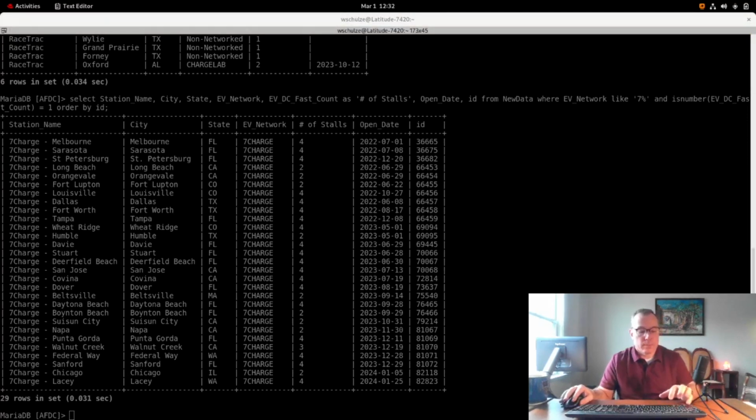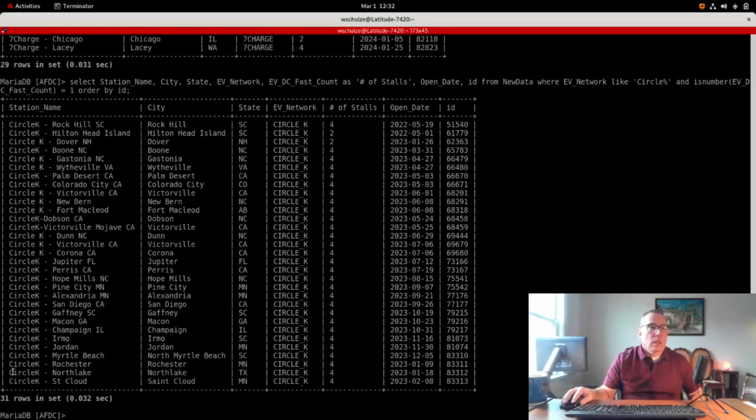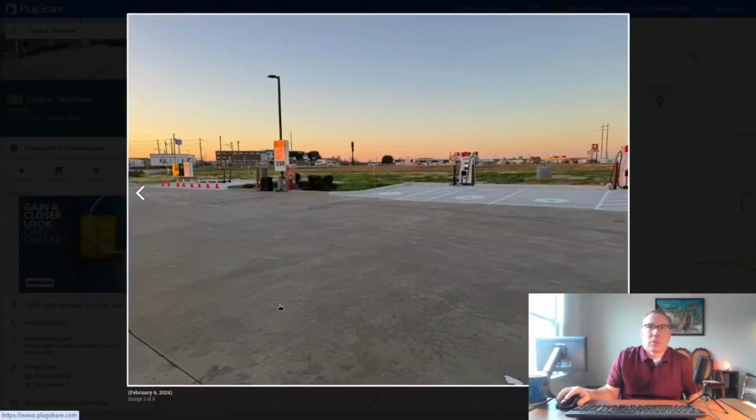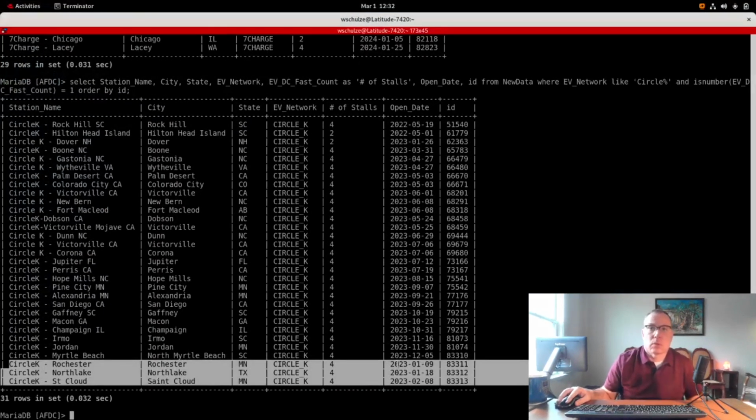Next one is Circle K. And if you look at these last three, we have a keying error. Someone keyed in 2023 instead of 2024. And the reason I know that is because I added this field over here, which is an ID field, which is auto-incremented as rows are inserted into the database. And so these are inserted later. And if you look over here at this picture, this is a picture of that location, February 6th, 2024, and it had just been commissioned. It was not 2023.